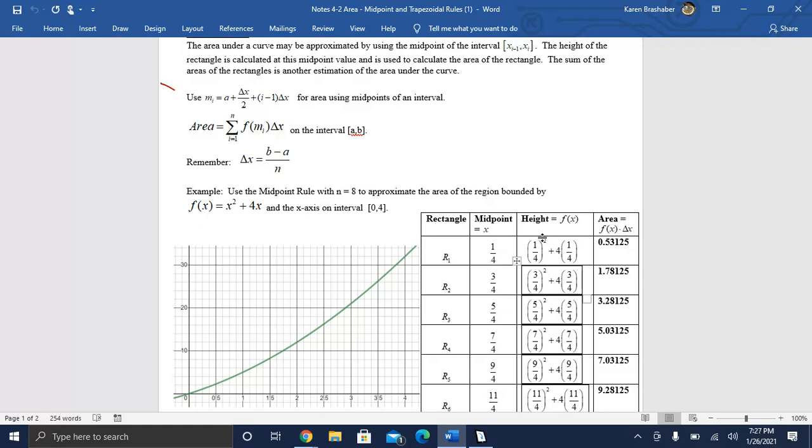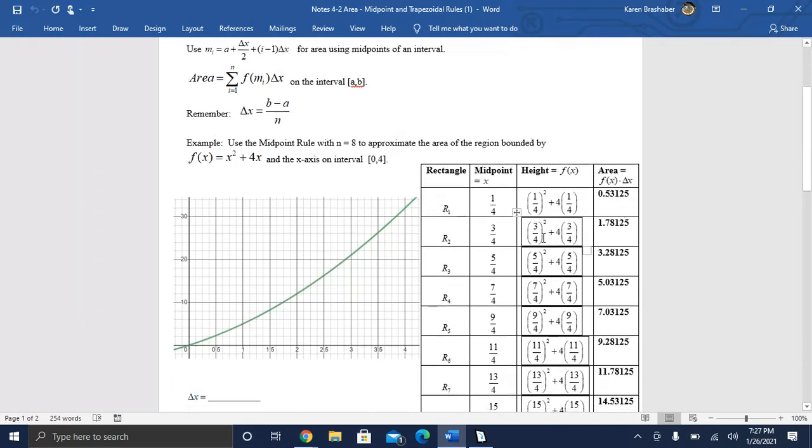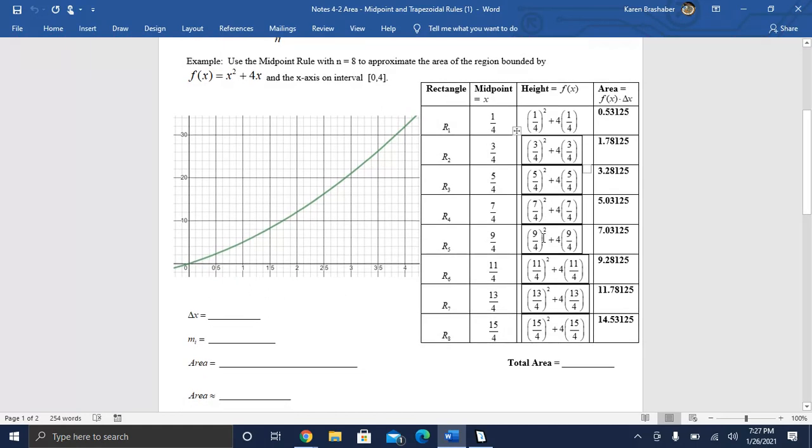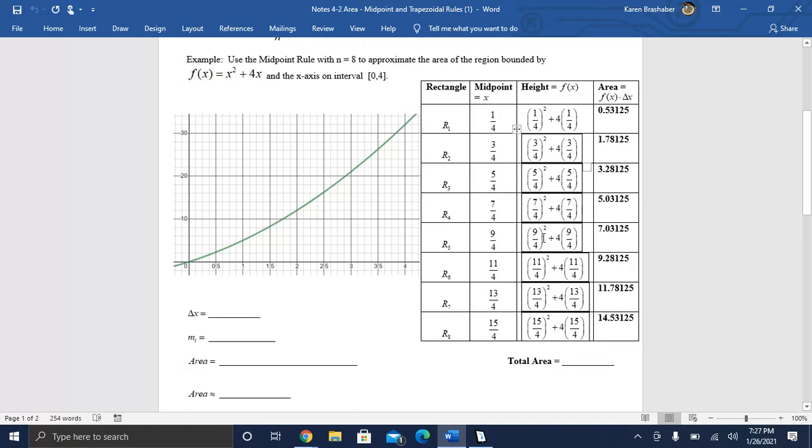So let's take a look at what it means to do a midpoint estimate of area under the curve. Now, I've actually already got all the calculations done for you on the right in my table, but I want to take just a minute and have us actually draw these rectangles on the given graph so that you can see what it is that we're actually accumulating. And then we'll talk about how to do this on the calculator.